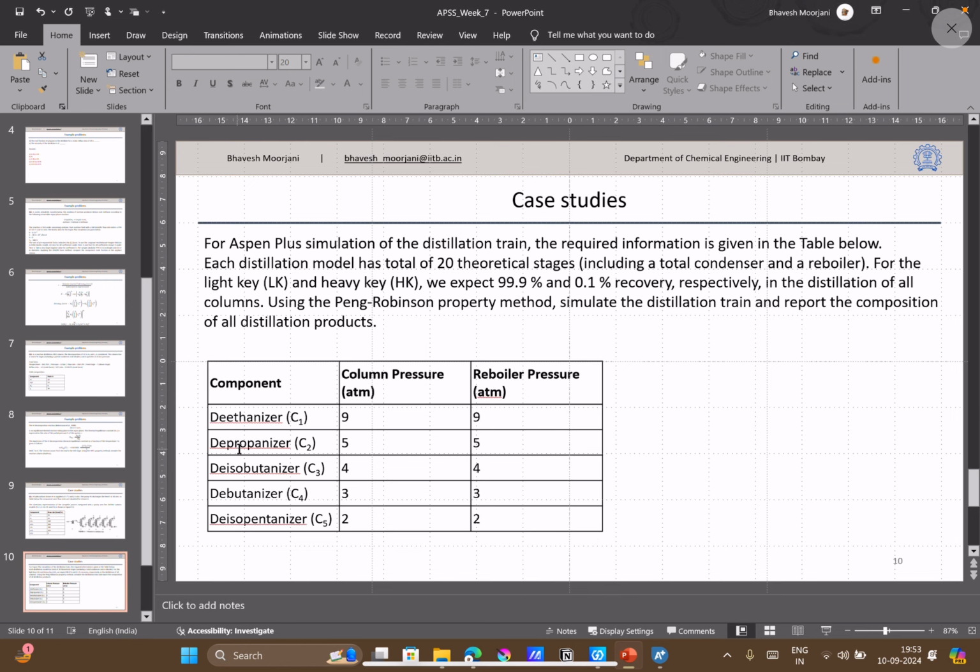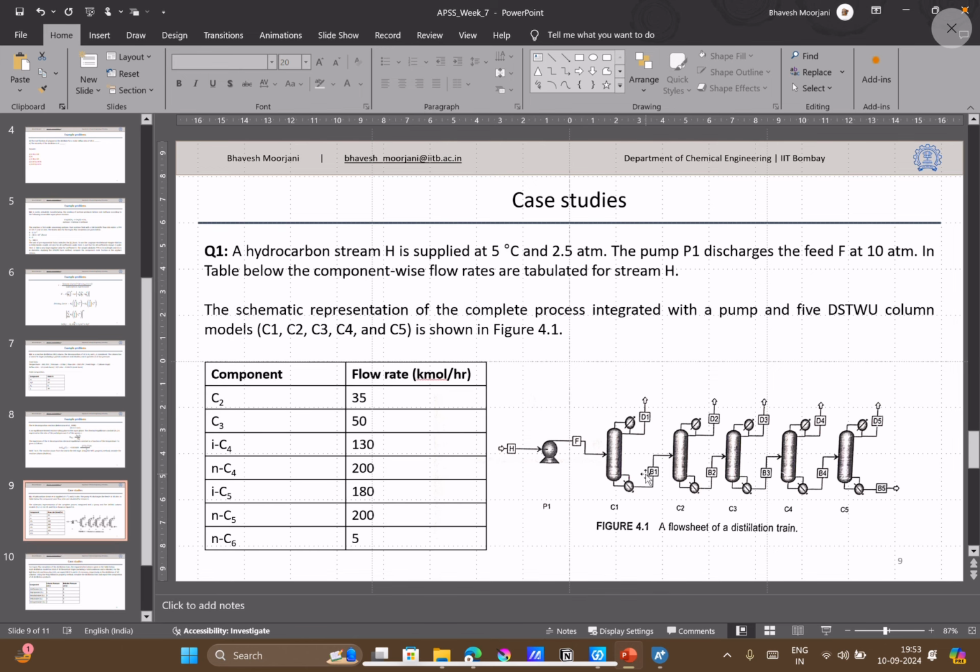C2 is the de-propanizer, where propane will be separated. C3 and C4 are de-butanizers: C3 is the distillation column for separation of isobutane, and for separation of n-butane we have the C4 column. In the C5 column, isopentane is separated. So in D1, D2, D3, D4 and D5, we should mainly get ethane, propane, isobutane, n-butane and isopentane.